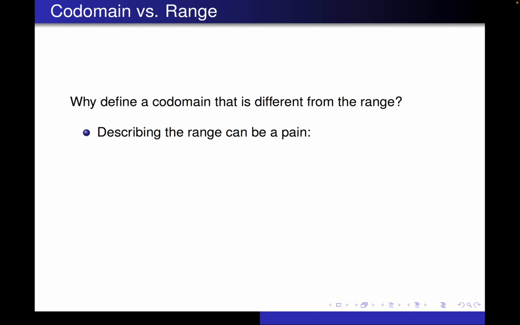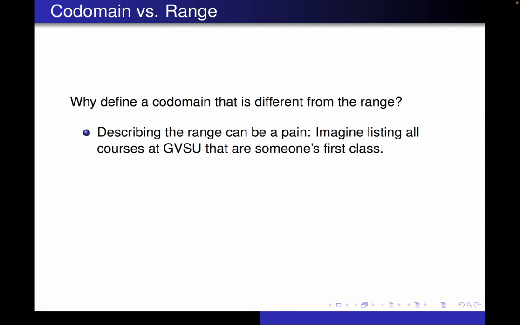Describing the range can be really difficult and really tedious. So imagine in our GVSU first class function, we'd have to look at everybody's schedule and figure out what their first class was and then include those things in a list, and that would be our range. We don't want that for the codomain. It's very complicated. Just saying all the classes at GVSU will include all the classes that we want, all the classes that are first classes, and may have a few extras, but it's a lot easier to describe.